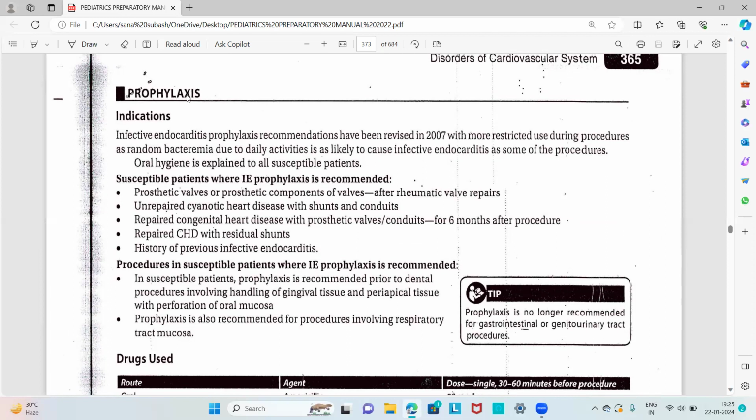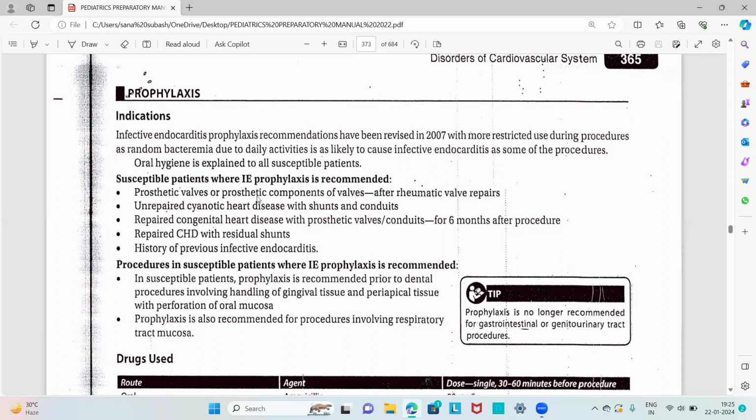Indications for prophylaxis: infective endocarditis prophylaxis recommendations were revised in 2007 with more restricted use during procedures, as random bacteremia due to daily activities is as likely to cause infective endocarditis as some procedures. Oral hygiene is explained to all susceptible patients. The susceptible patients for whom prophylaxis is recommended are those having prosthetic valves or prosthetic components of valves, or after rheumatic valve repair; we have to provide infective endocarditis prophylaxis throughout life.